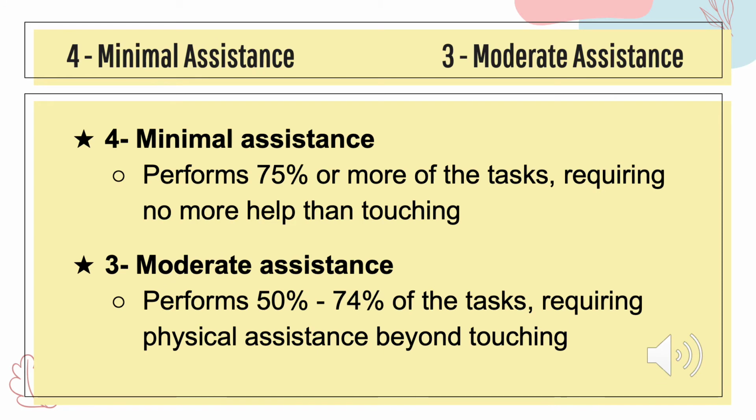The next level is level 4, which is minimal assistance, and this is when the child can perform 75% or more of the task, and they require no more help than touching assistance. The next level is level 3, which is moderate assistance, and this is when the child can perform 50 to 74% of the task, and they do require physical assistance, which is beyond just touching.